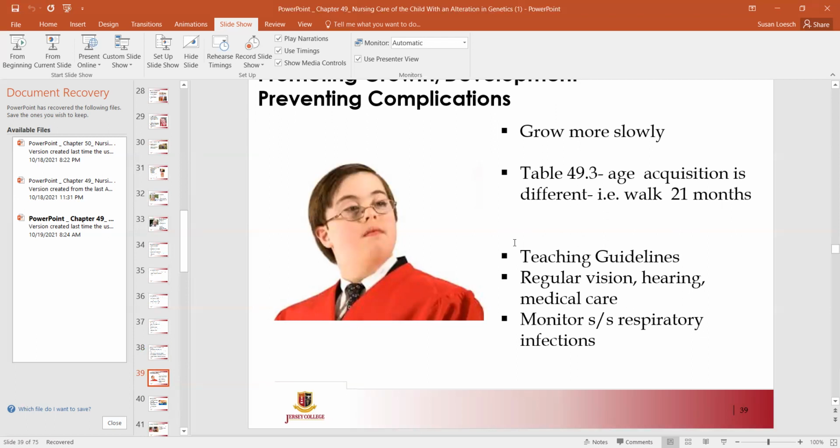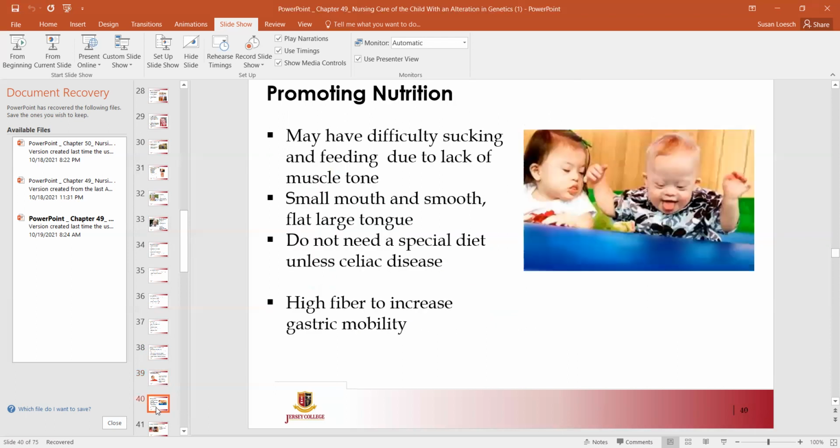So these kids are going to grow slower. They walk, talk, and reach developmental milestones at a different rate. So you want to know the teaching guidelines. We would give regular vision and hearing checkups. We'd be monitoring for signs and symptoms of respiratory infection because they're more likely to get them than other kids.